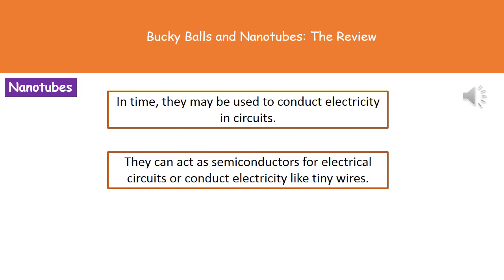What we may be able to do in time is use these nanotubes to conduct electricity in circuits. Now the reason we can do this is because they can act as what's called a semiconductor, or they can just conduct electricity like tiny little wires. So based on the size of these nanotubes, the size of our electrical circuits can also get much smaller.